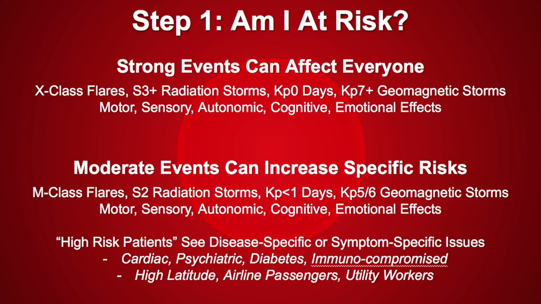Now, I want to talk about moderate events because they can increase specific risks. Let's say you've survived a heart attack. Or let's say your doctor tells you you're at high risk for something. Or let's say you know that you're bipolar. For high-risk patients, a lot of the disease-specific issues: if you are at high risk for a cardiac event, or you've already had one, if you have been informed that you have these psychiatric issues, if you have diabetes, or if you are immunocompromised, maybe the diabetic needed a little bit more insulin today. Maybe their insulin production was affected, or perhaps somebody's arthritis.